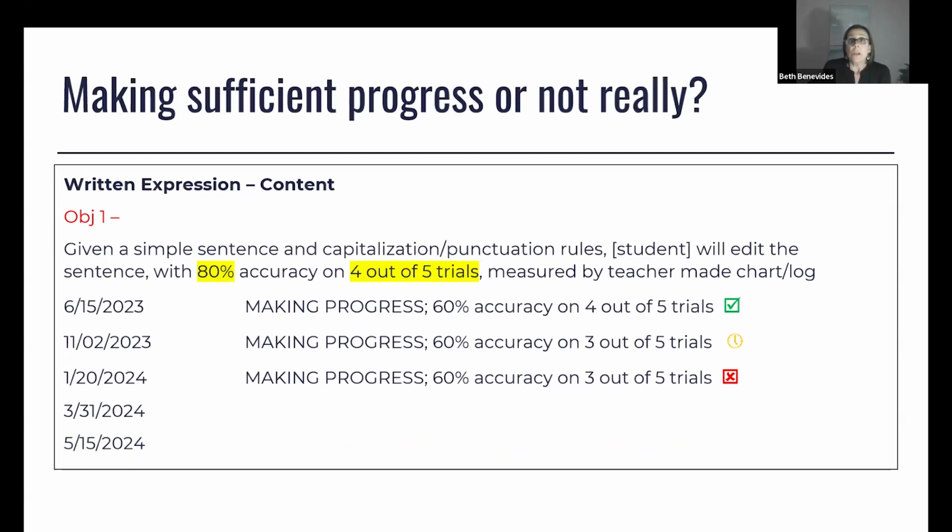And again, if we're saying a child is making 60% accuracy on 4 out of 5 trials in June, great. You know what? We're doing fine. The child's making progress. They're getting more than half right. But in November, if we say that we're sliding back, that we really haven't made progress, I'm going to put a question mark next to that one. I'm going to make sure I keep an eye on this objective and see where we go in the next quarter.